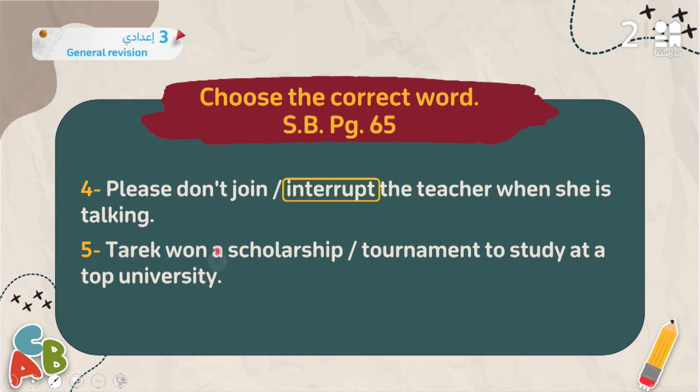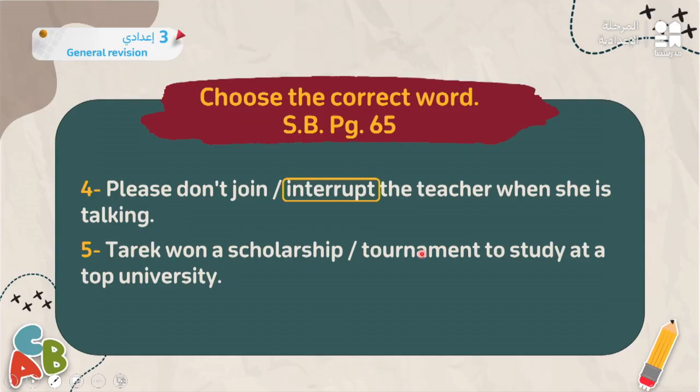طارق won a scholarship or a tournament to study at a top university. طيب هي won كسب. طبعا هي تنفع tournament وتنفع scholarship. طب هنعرف منين؟ Let's continue the sentence. Study at a top university يعني بيدرس في جامعة. فهو كده كسب ايه؟ كسب جولة رياضية ولا كسب منحة دراسية؟ هو he won a scholarship منحة دراسية to study at a university يدرس في جامعة.